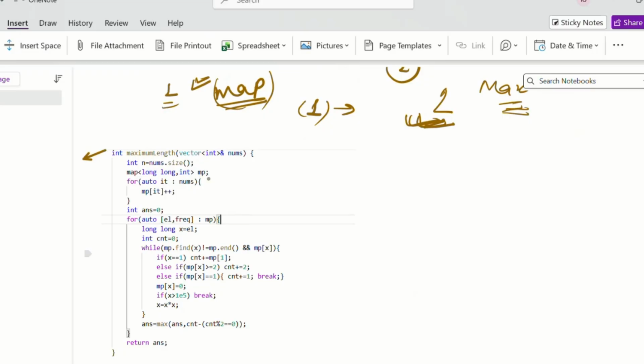So I use this map. I already told you why I'm using map, because I need to store the frequency, and that too in increasing order. Then I will store all my values in the map. Then this is denoting the maximum length of the subset. Now I will be traversing through my map, and suppose this is my element and this is my frequency.